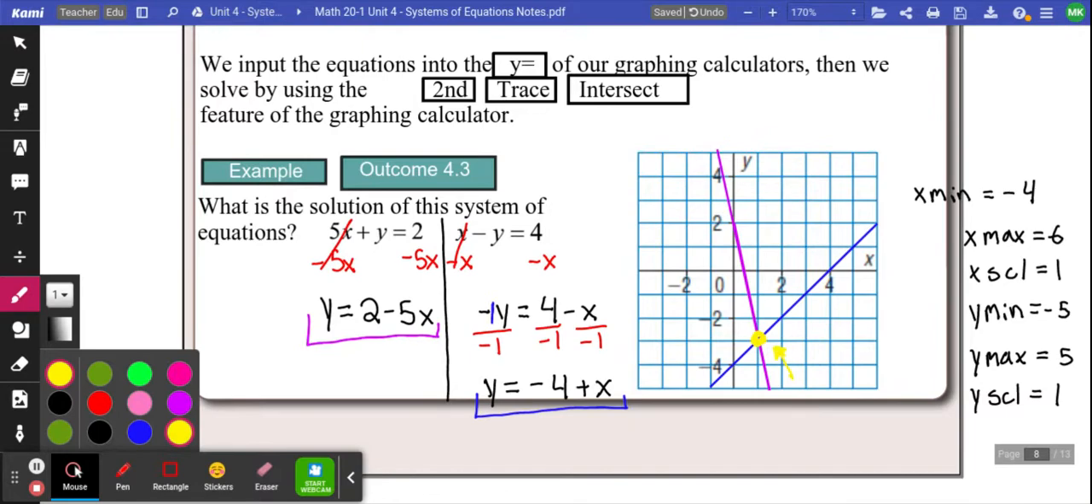Now it looks like it's perfectly at 1 comma negative 3, but sometimes there's decimals there. So you might have to use your calculator to find the exact value. The way you do that is on your calculator, you hit the second key.